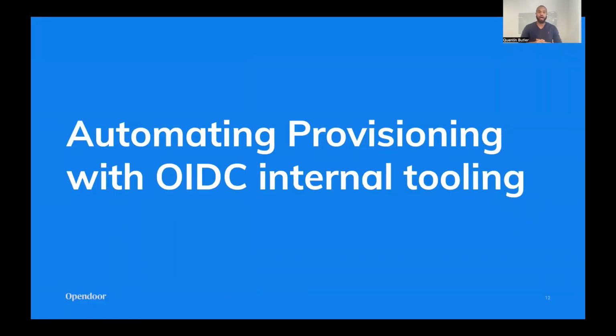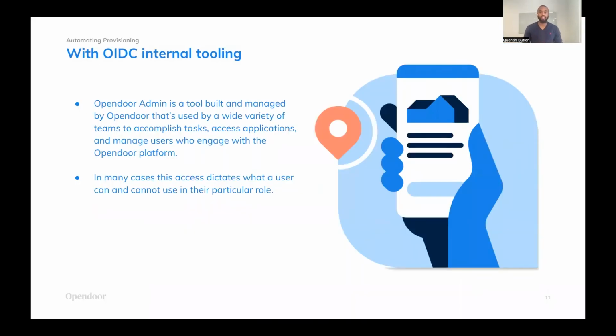All right, next we're going to talk about automating provisioning with OIDC internal tooling. Some of you may be familiar with the Opendoor application where you're able to buy homes, sell homes, talk to vendors, and ask questions. Behind the Opendoor application is Opendoor Admin, our internal tool. It's our heartbeat. Opendoor Admin is a tool built and managed by Opendoor that's used by a wide variety of teams to accomplish tasks, access applications, and manage users who engage with the Opendoor platform. In many cases, this access dictates what a user can and cannot use in their particular role.